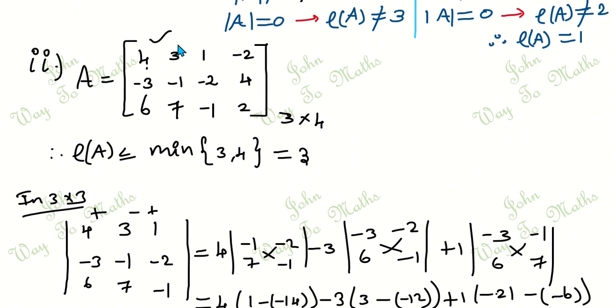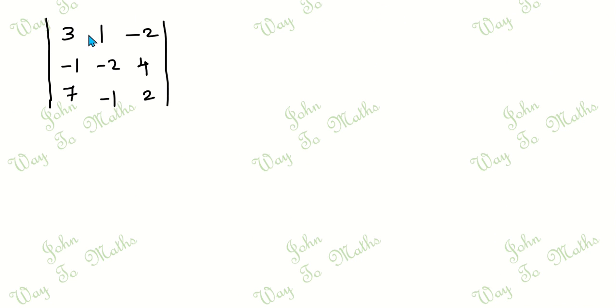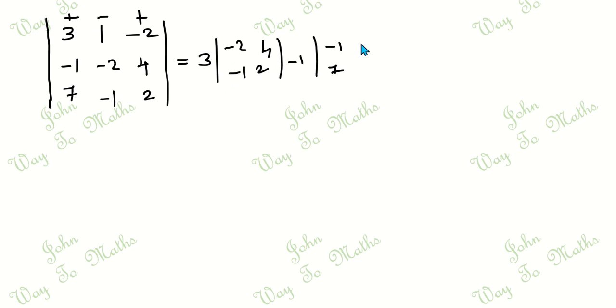So I'm going to choose the second column, and then the remaining 3 columns I'm going to enter into a 3 by 3 matrix. I'm going to consider the second 3 by 3 matrix. I'm going to give the symbol plus minus plus, which is equal to 3 times the determinant of -2, 4, -1, 2, then the -1 row and column will be eliminated. Then we get 1, -1, 7, 4, 2.